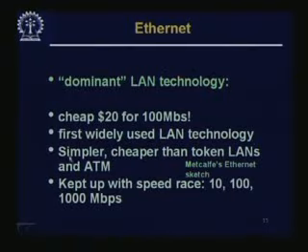It was the first widely used LAN technology, and it is simpler and cheaper than token LANs and ATM. That is a very great advantage, and it kept up with the speed race of 10, 100 or 1000 Mbps. Ethernet started with 10 Mbps, then people went on to 100 Mbps, which is very standard today, and now people are talking about 1000 Mbps or 1 gigabit Ethernet, which has started making inroads into the backbones of LANs, and in a couple of years it will go into the desktop also, if it has not already. So Ethernet really is a very widely used technology.